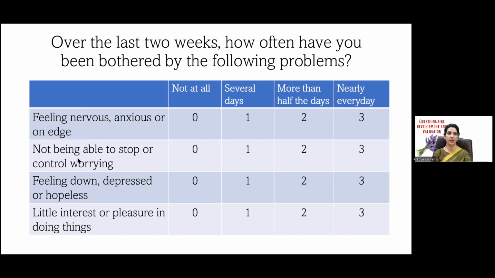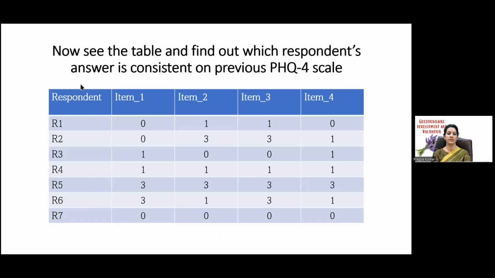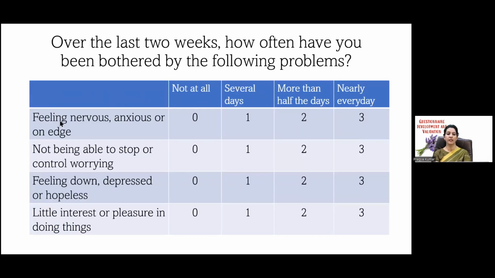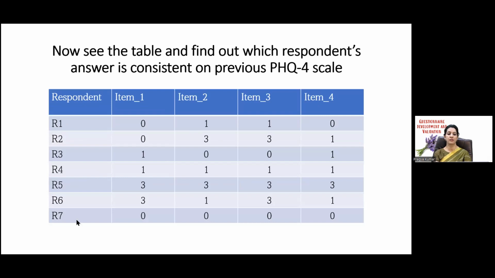So these are the 4 items: not being able to stop or control worrying, feeling down, depressed, or hopeless, and little interest or pleasure in doing things. These are the 4 questions, and they have the response scale. I have 7 respondents, and they have responded on items 1, 2, 3, and 4. I'll show you the scale again so you can see that on all these questions a high score says they were anxious and depressed, and a low score says they were not, that means they were healthy. Now you see these 7 responses.